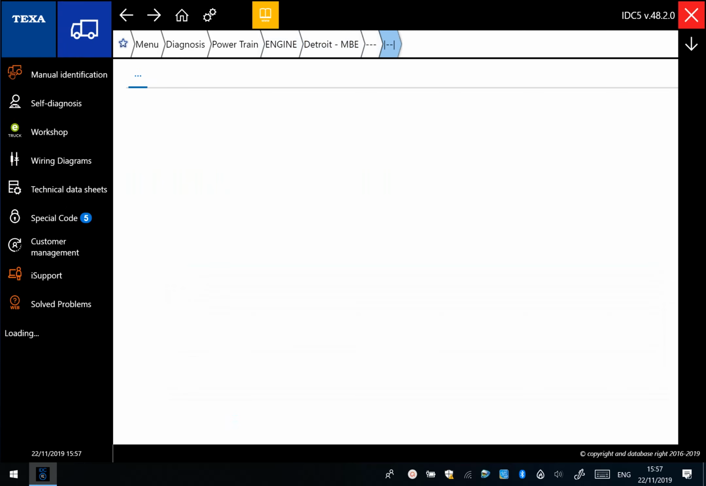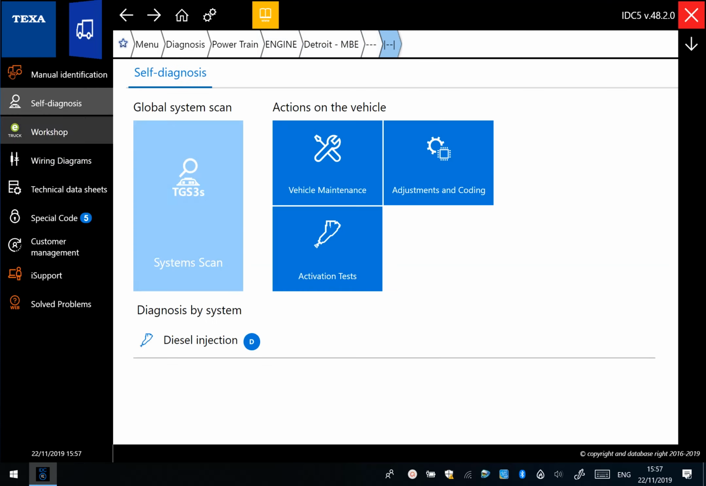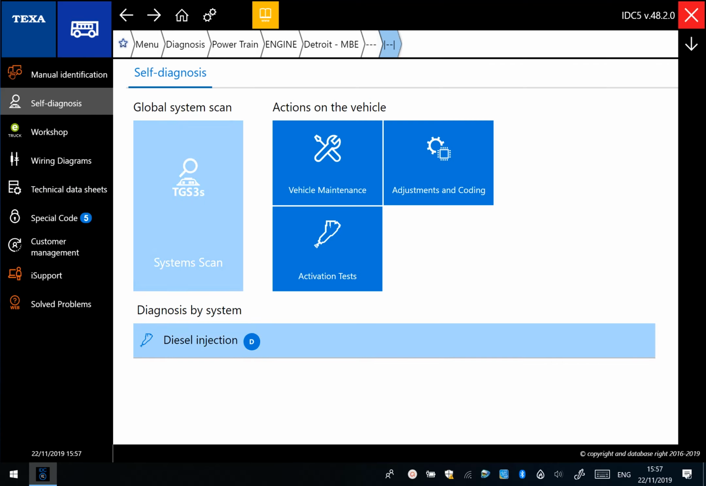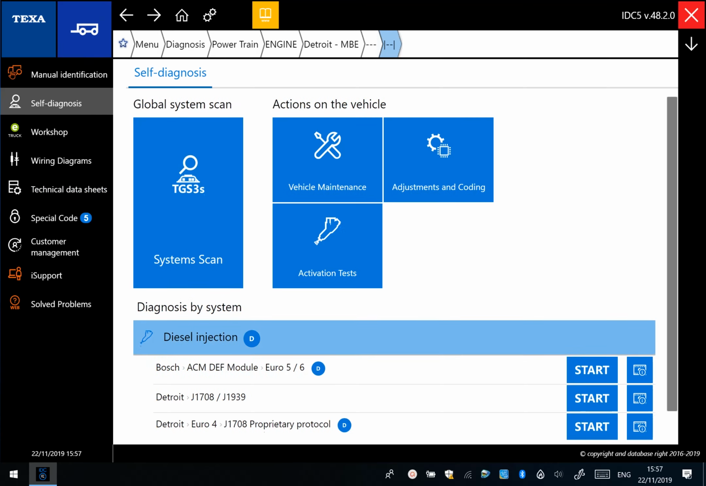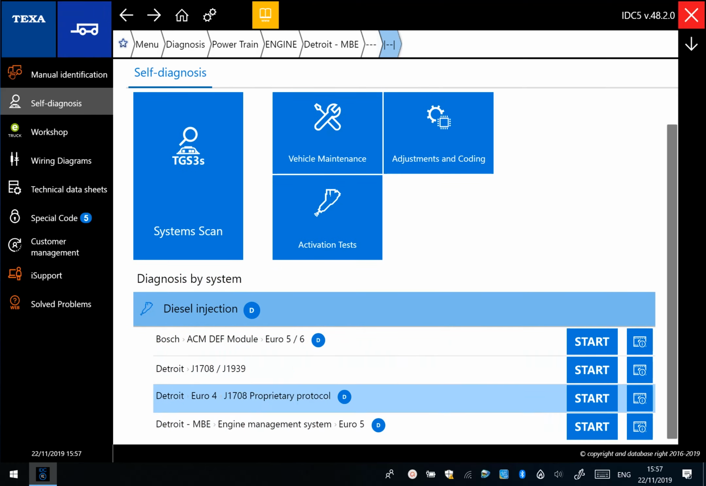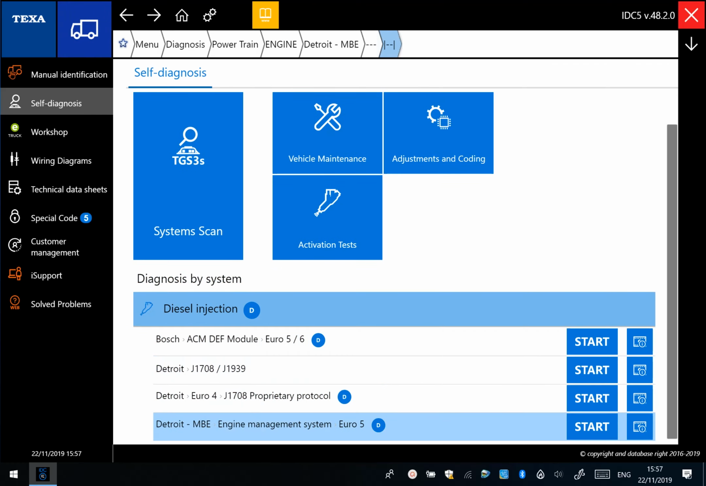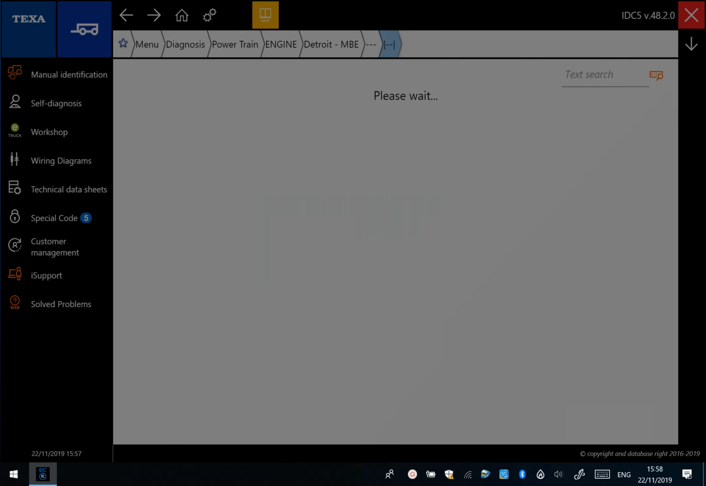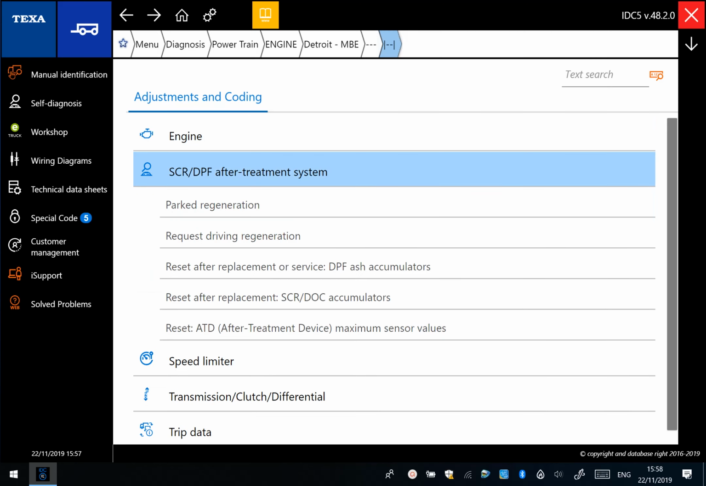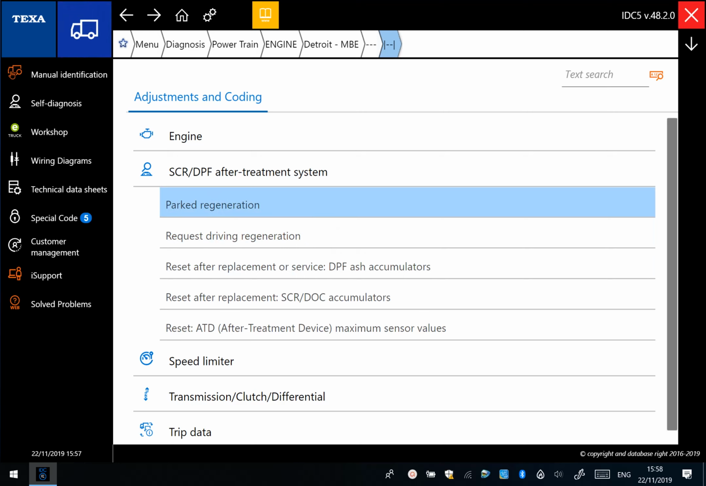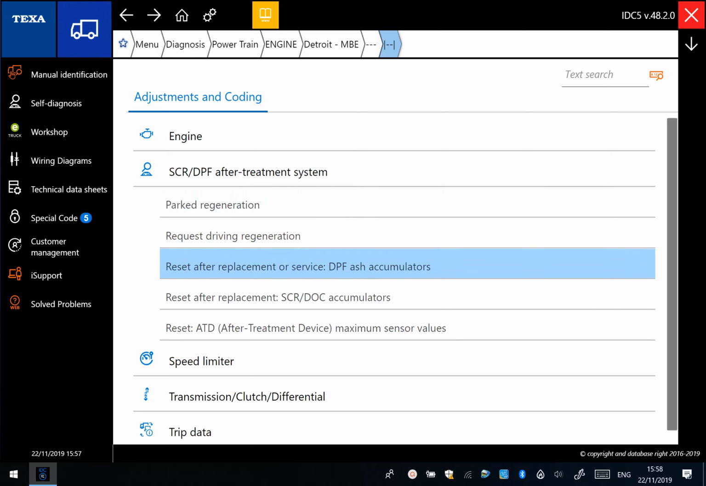So we can click into the Detroit, and again you can see on the left hand side we've got wiring diagrams. The only system obviously, because it's only the engine, but we can certainly communicate with that, and it'll just depend which ECU and emission we're looking at, Euro 4, Euro 5 or Euro 6. So again, on the adjustments and coding, you can see we've got the SCR aftertreatment system, so obviously we can regen the system.